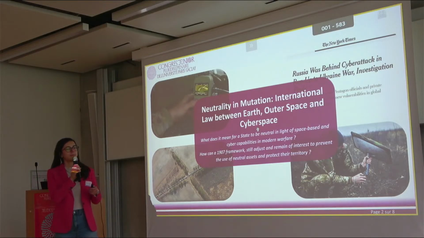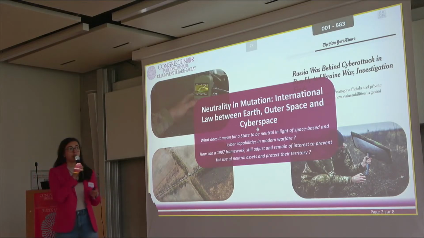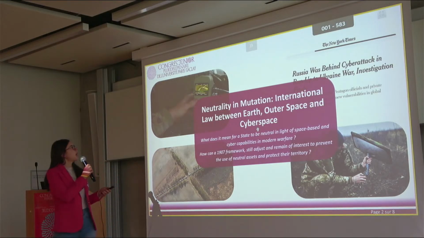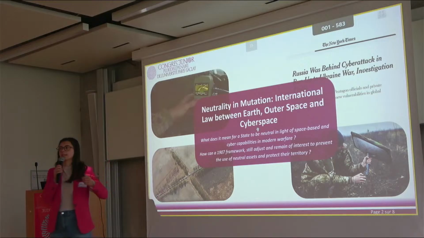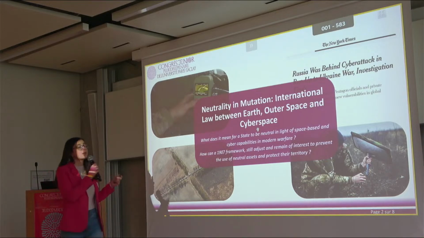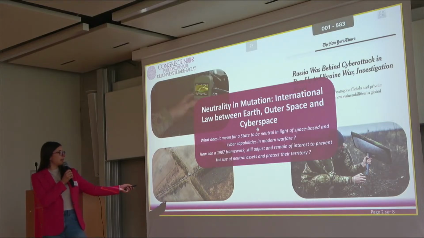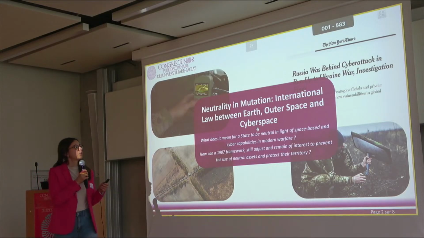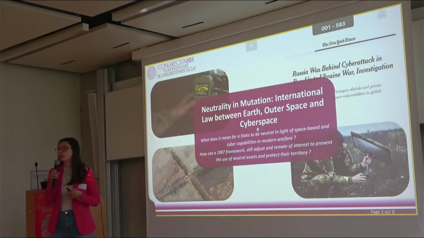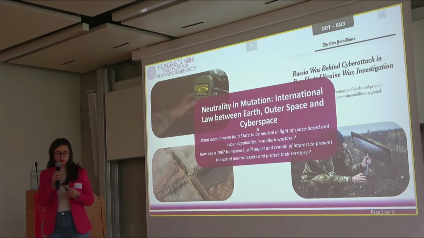So we have had a cyber attack on Viasat infrastructure. We have OneWeb and Starlink providing connectivity to troops in Ukraine. We have GNSS use, GNSS being GPS and Galileo systems, to guide missiles, and we have also the provision of satellite imagery to Ukraine. So what does it mean to be neutral today, and can we use a 1907 framework, a 1907 convention, to understand what it means to be neutral today?